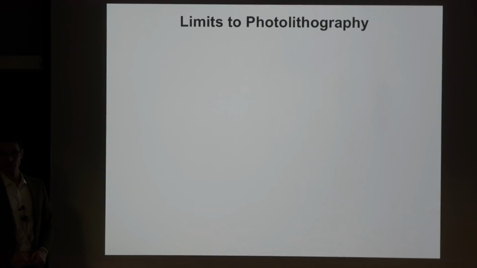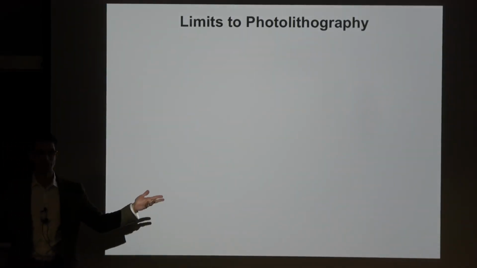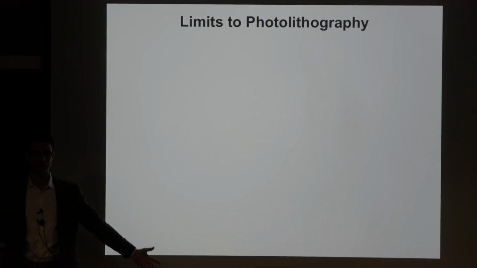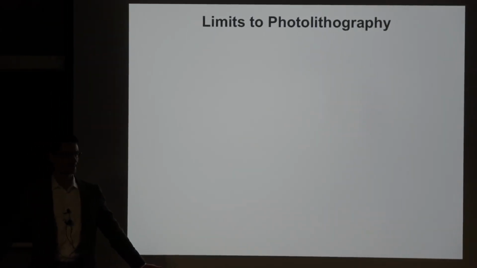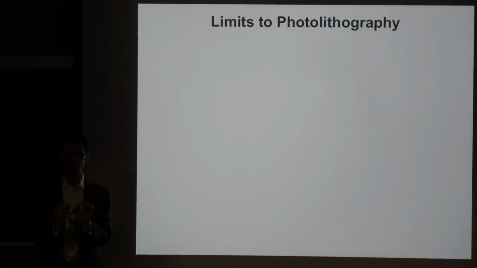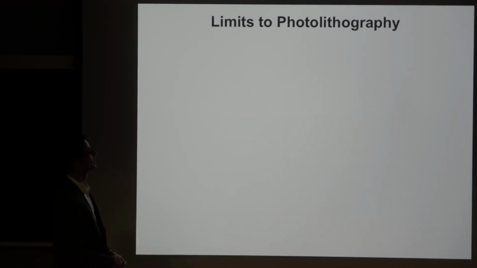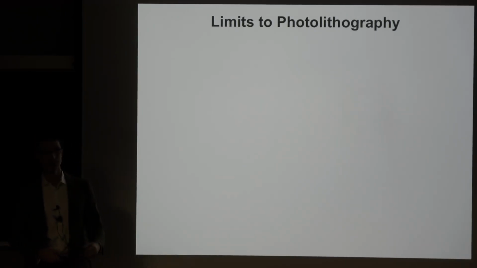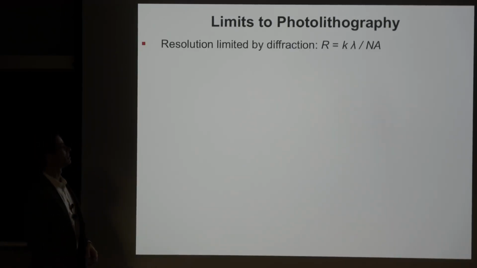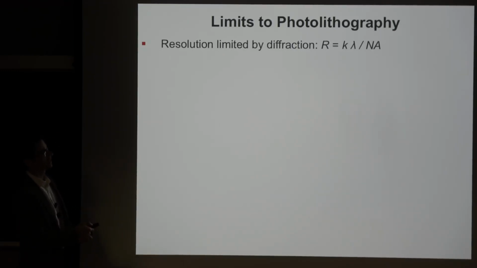What are the limits to photolithography? Light diffracts, right? That's the first thing we learn about the quantum mechanical character of light, that you shine it through a pinhole or two pinholes and it diffracts. So sometimes it's a particle, sometimes light is a wave. The wave-like aspect of light is particularly problematic in imaging technology. So resolution is limited by diffraction. R equals K lambda over NA. NA is the numerical aperture, lambda is the wavelength, K is a system-dependent constant, and R is the resolution.